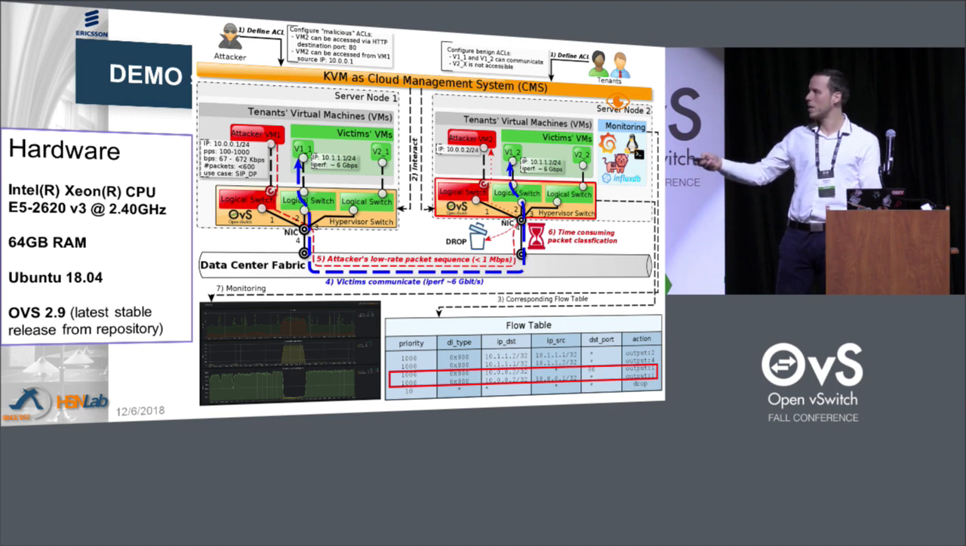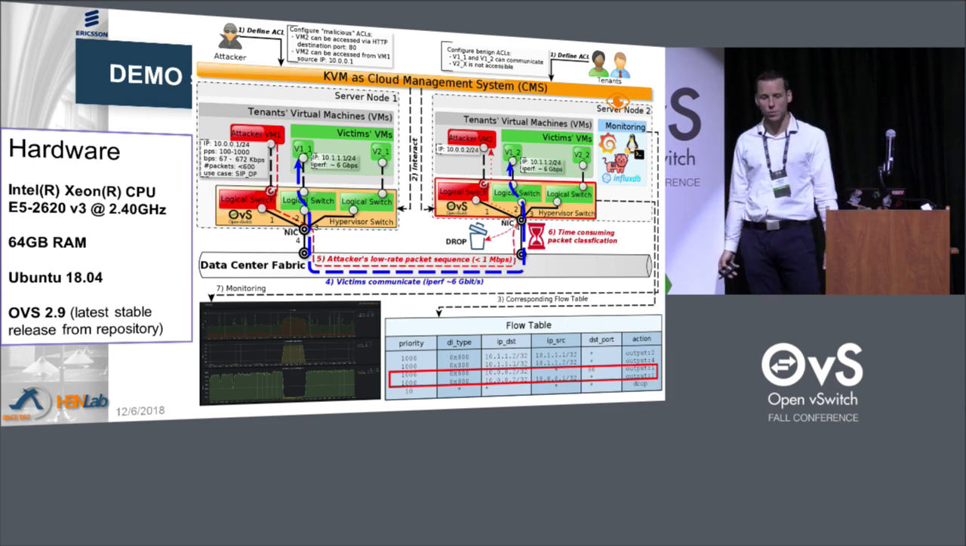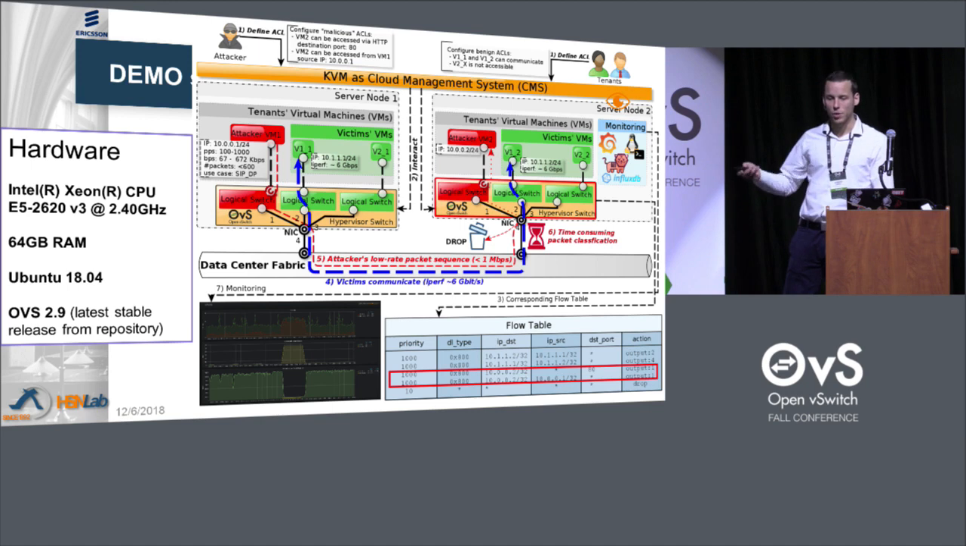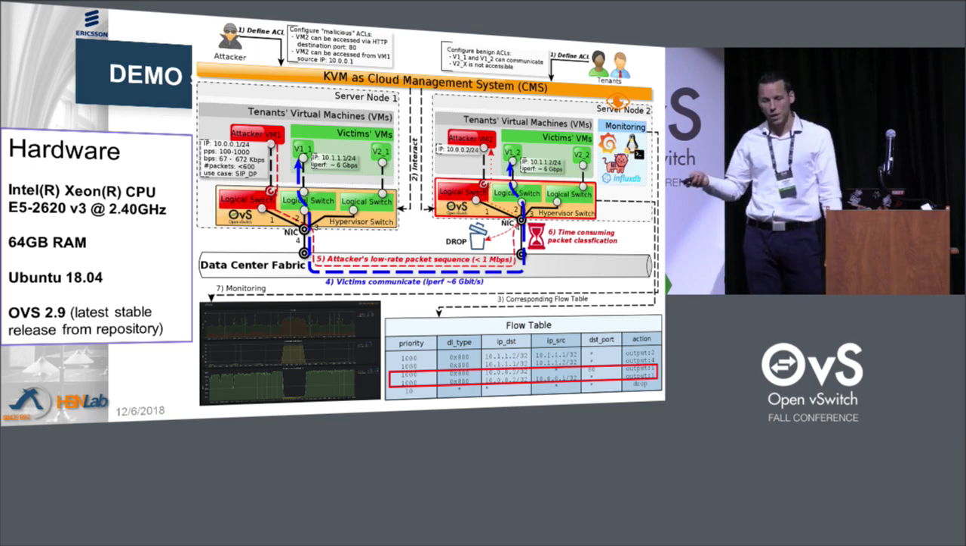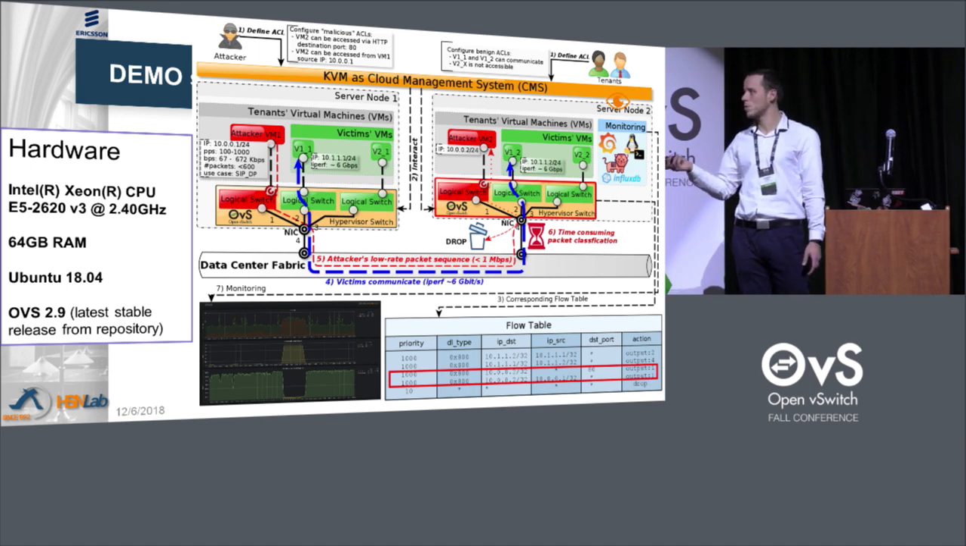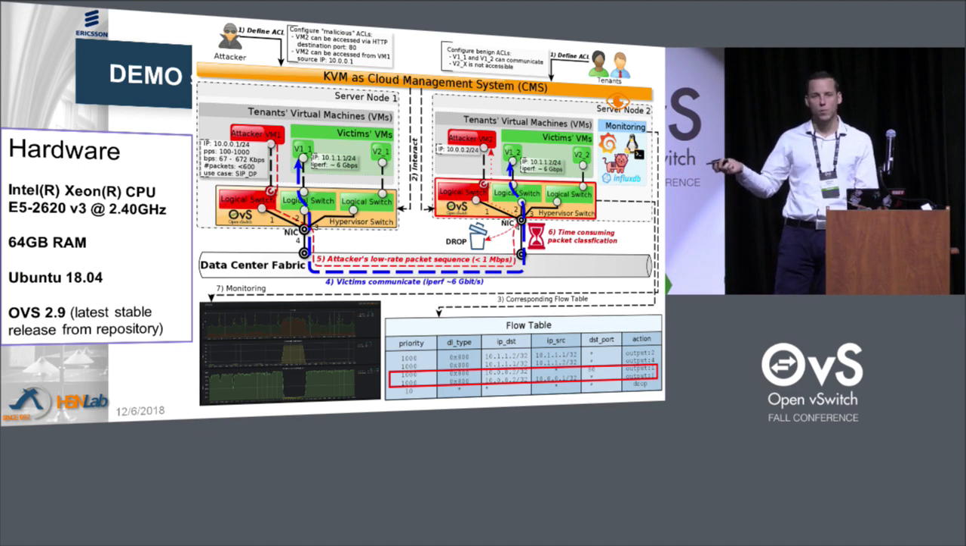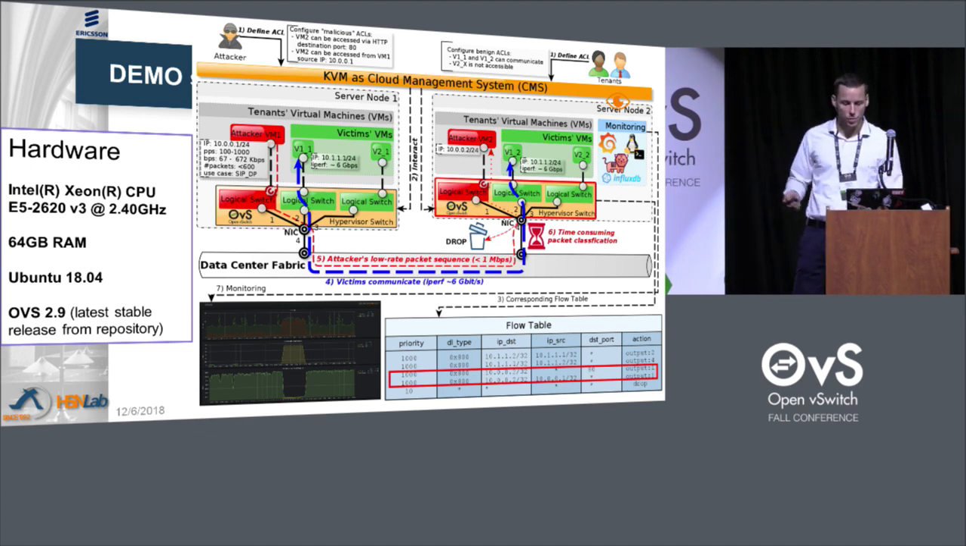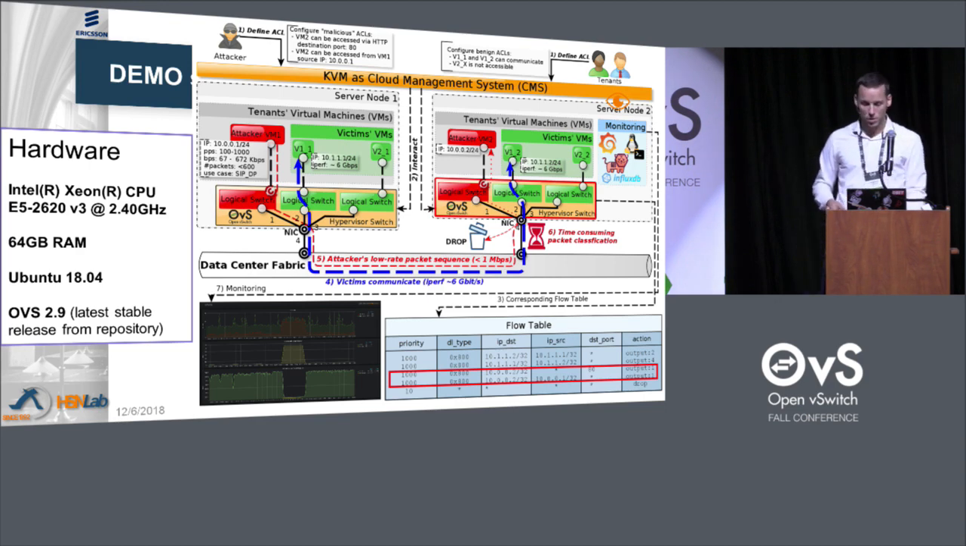For our setup, we used simple hardware, just a Xeon CPU with 64 gigabytes of RAM, so it's not 4G of RAM. We got the freshest stable Ubuntu, and we had the freshest vSwitch, which was considered a stable one, and it was installed from the official Ubuntu repository.